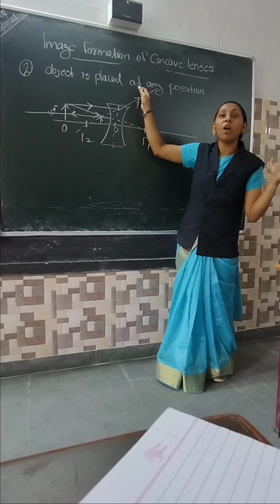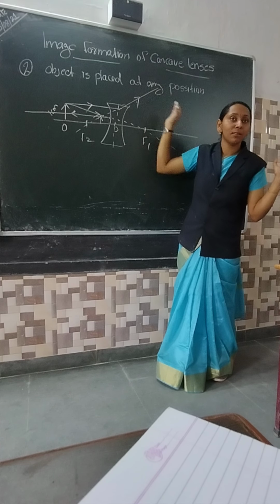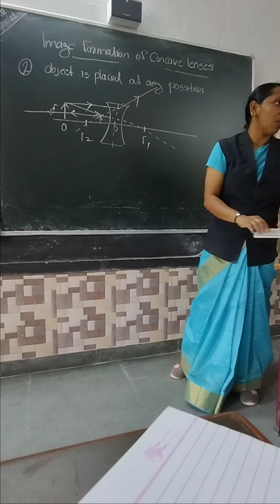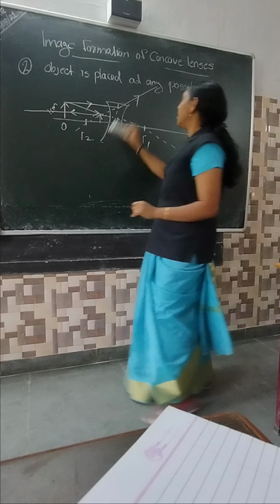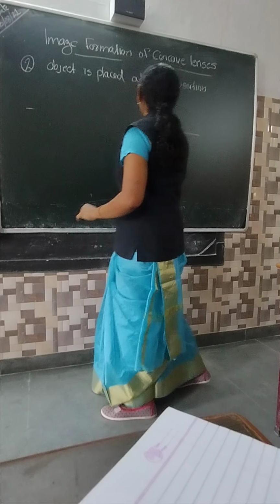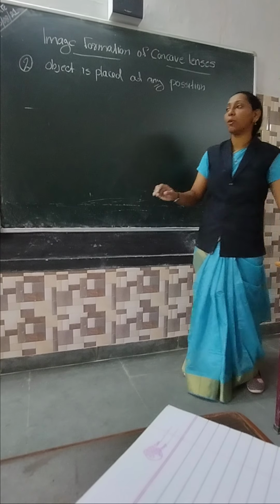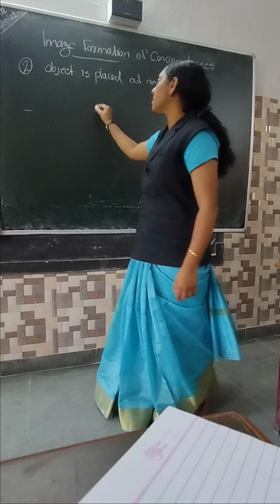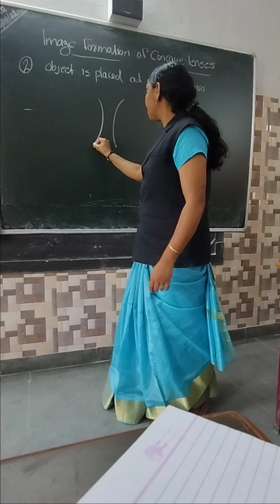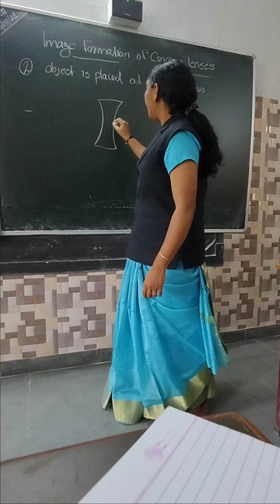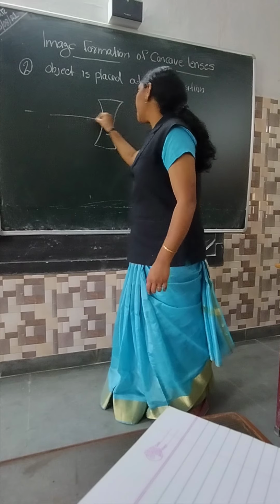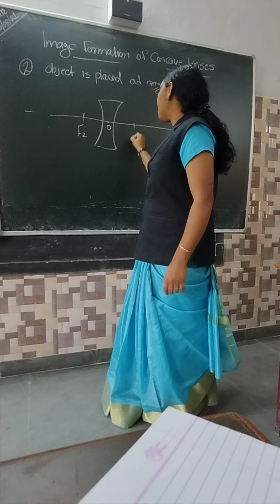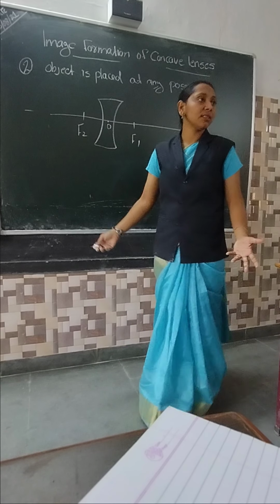This is in the case of concave lenses. Clear everyone? Yes. So I will draw the diagram once more. Listen here once more. We have to place the object at any position. What will we do? The first step is to draw the concave lens, optical center, principal axis, secondary focus, and primary focus. This much clear? This is common.